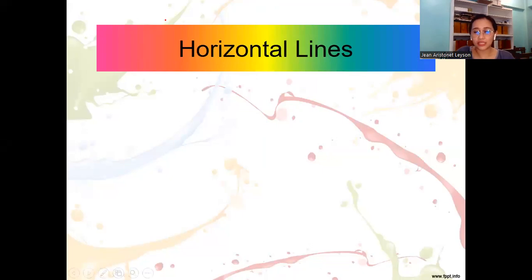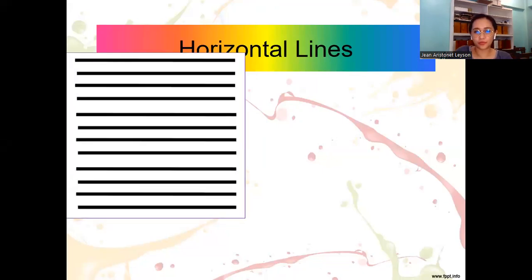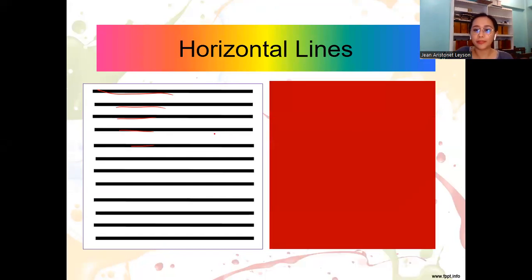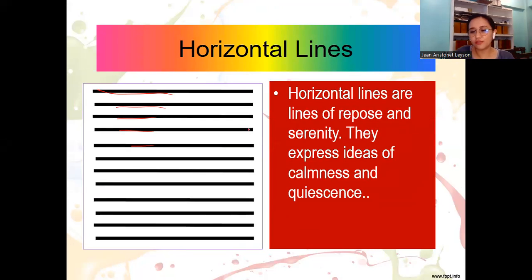Next, we have horizontal lines. Here we have examples of horizontal lines. And what do these lines mean? Horizontal lines are lines of repose and serenity. They express ideas of calmness and quiescence. In contrast to vertical lines, which are lines that depict integrity, horizontal lines are a symbol for serenity and calmness.